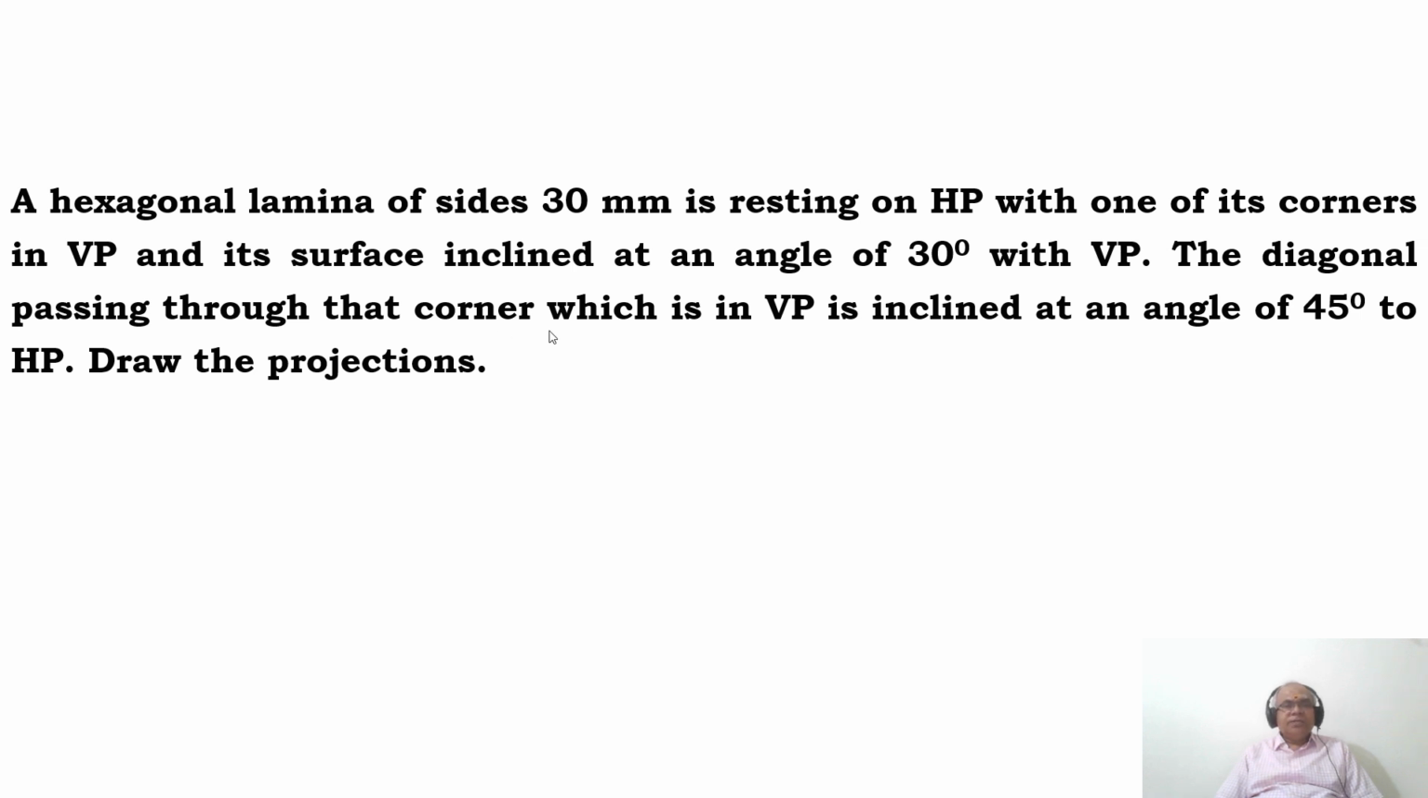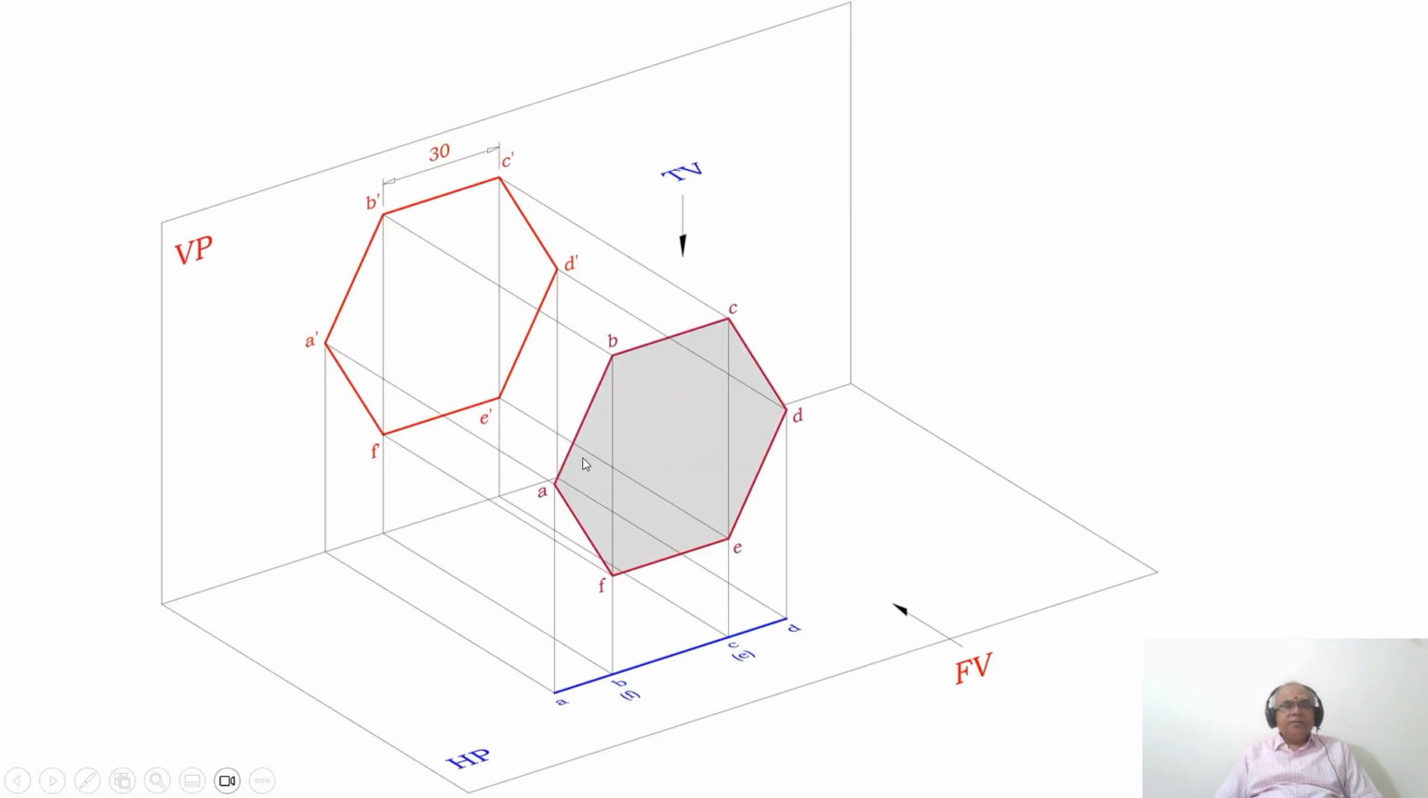The diagonal passing through the corner in VP is inclined at 45 degrees to HP. Draw the projections. So to do that, here we take the initial position. Since it is resting on a corner on VP, obviously you have to start the problem from VP. So all the sides should be parallel to VP. Since all the sides are parallel to VP, you are getting the true shape in the vertical plane.